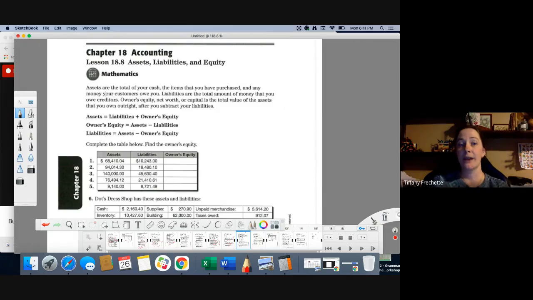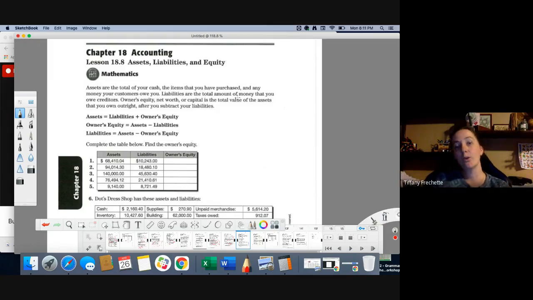All right, so assets are the total of your cash, the items that you have purchased, and any money your customers owe you. So it's everything that you have, even if it's not cash in hand. Your items count as your assets, and so does money that you haven't been paid yet, but that your customers are planning or should be planning to pay to you.